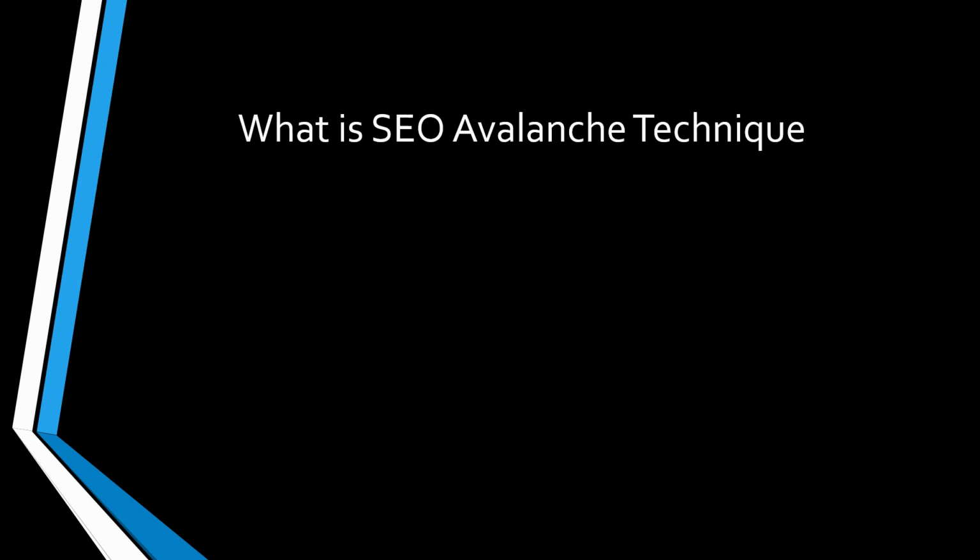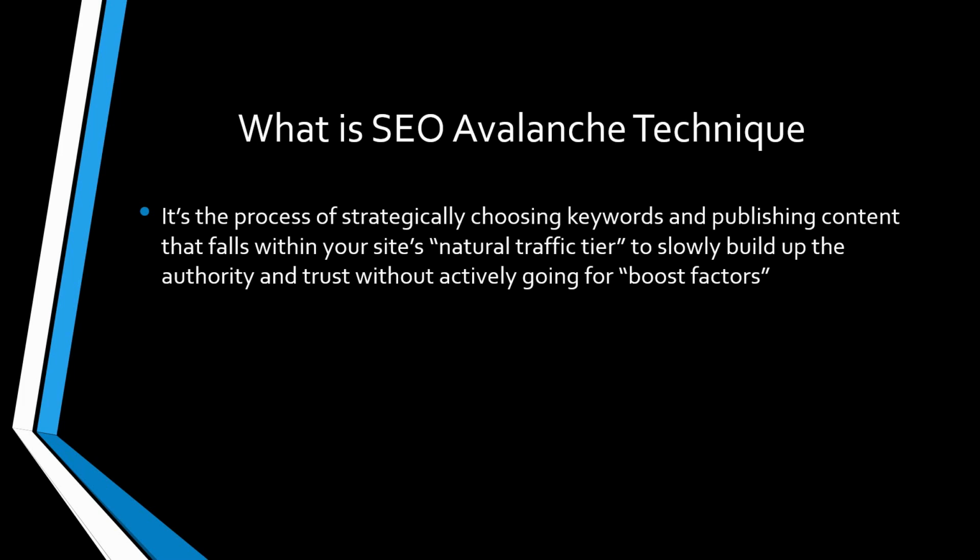So first, let me explain what the SEO Avalanche technique is. It's the process of strategically choosing keywords and publishing content that falls within your site's natural traffic tier, which I'm going to explain in a second. The goal is to slowly build up authority and trust without actively going for boost factors. Again, I'll talk about what a boost factor is in a second.